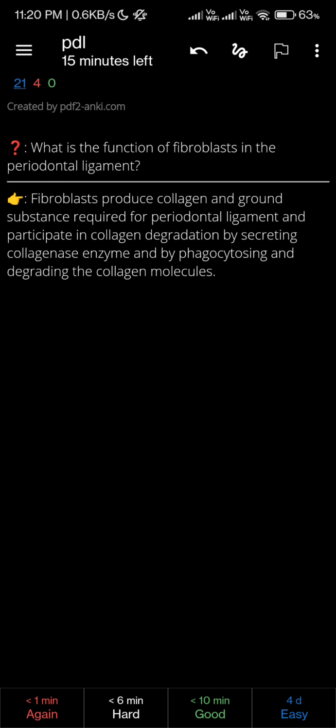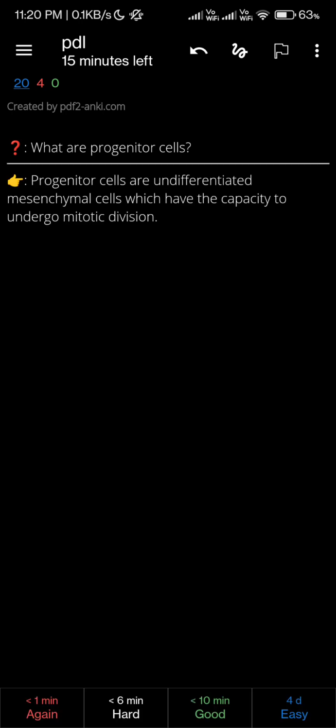What are progenitor cells? Progenitor cells have the ability to differentiate into different types of cells. They are undifferentiated ectomesenchymal cells, important for maintenance and regeneration of the periodontium, and they have the ability to undergo mitotic division.